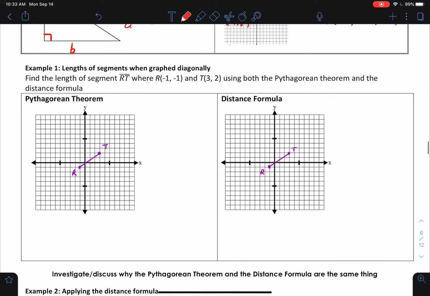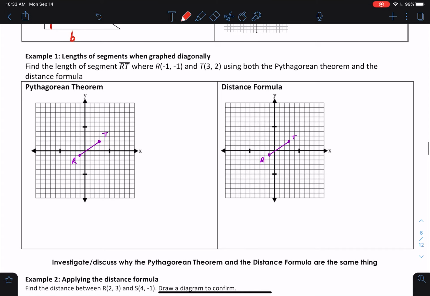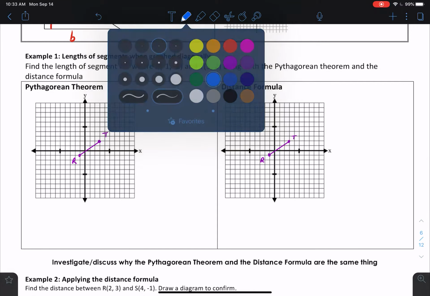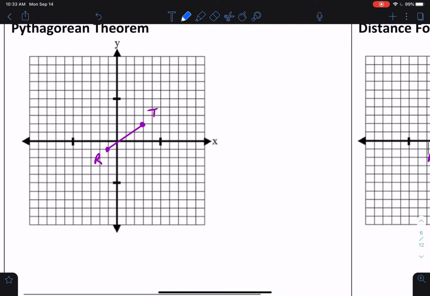Okay, so if I wanted to use the Pythagorean theorem here to find the length of RT, RT is going to be my hypotenuse. So if I zoom in here, I'm going to drop a height and go over to form a right triangle. I'm going to draw this right triangle separately, up here. RT is the hypotenuse. That's a right angle.